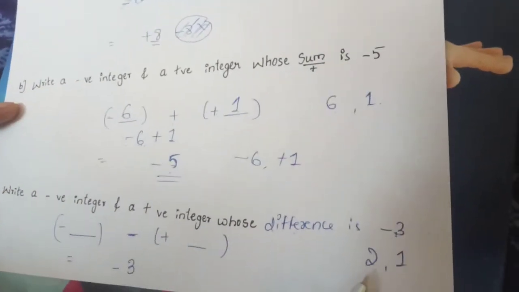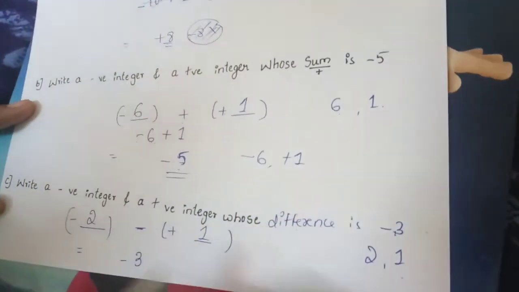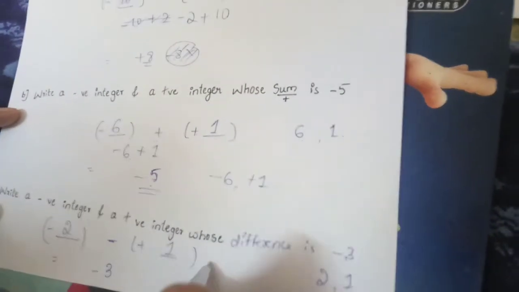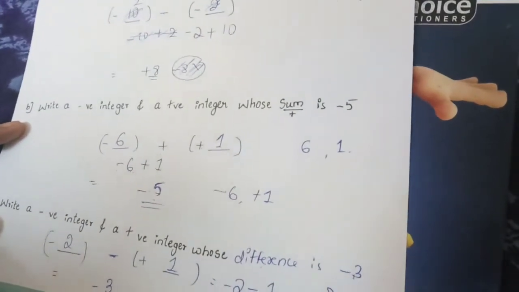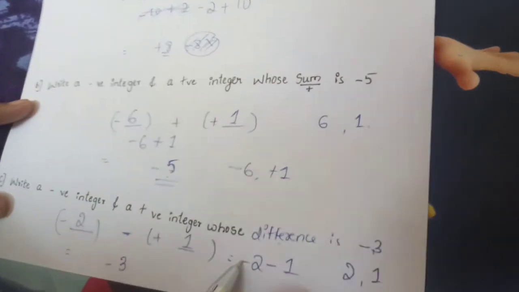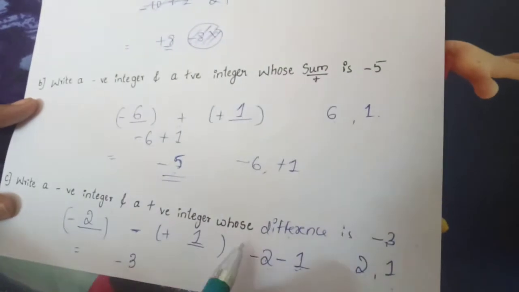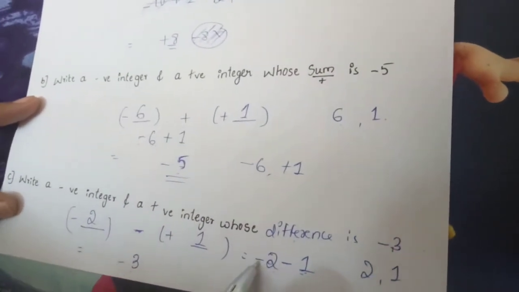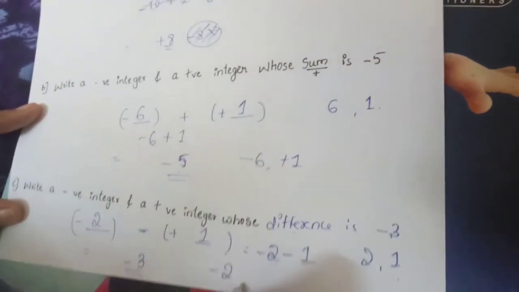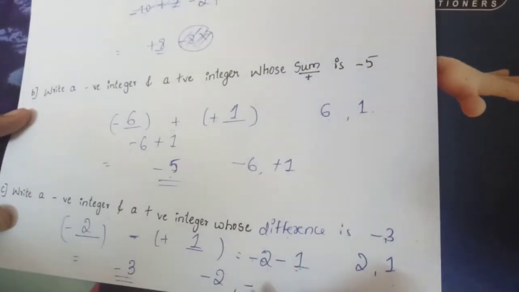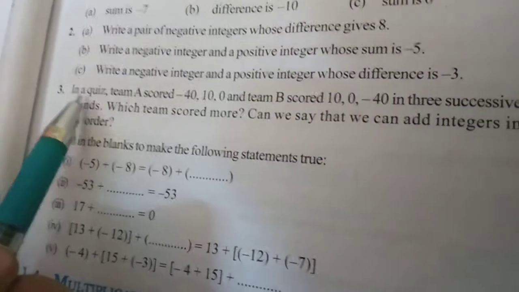I took two numbers, that is 2 and 1. If I write 2 here and 1 here, what do I get? It will be minus 2 plus into minus minus 1. So minus minus is plus, 2 plus 1 is 3, and 2 is the greater number. 2 has a sign of minus, so I get minus 3. So the integers are minus 2 and plus 1.